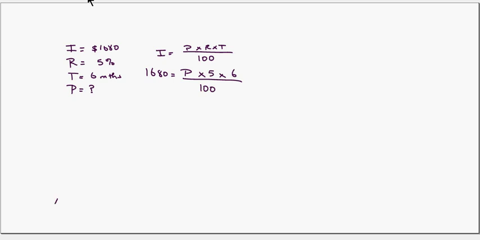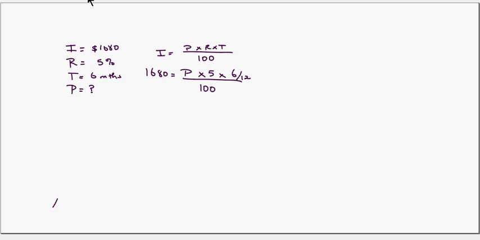Is that statement correct? Is that mathematical equation correct? No. You know why it's not correct? Because if you check back, time for money invested or taken out on a loan is in what unit? Years. Is this 6 years? It's 6 months. So what do we have to do to convert it to years? Divide by 12, because there are 12 months in a year.